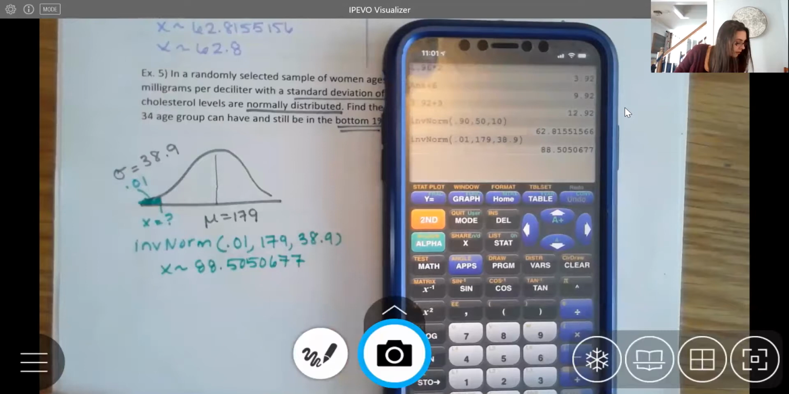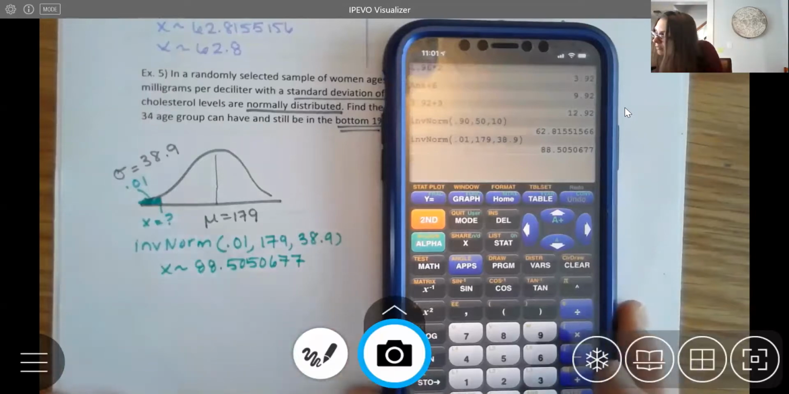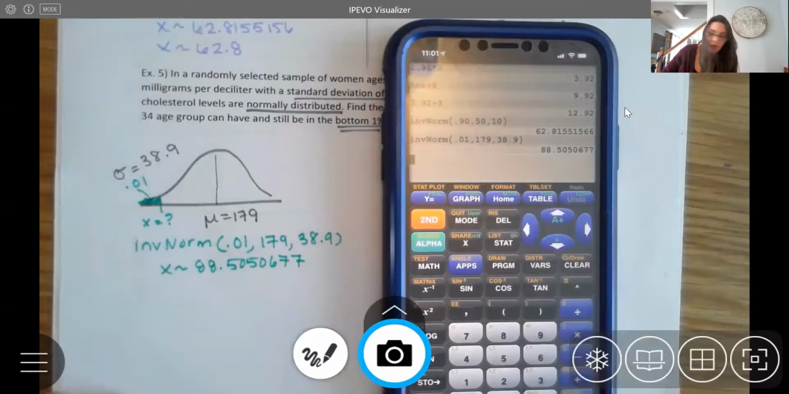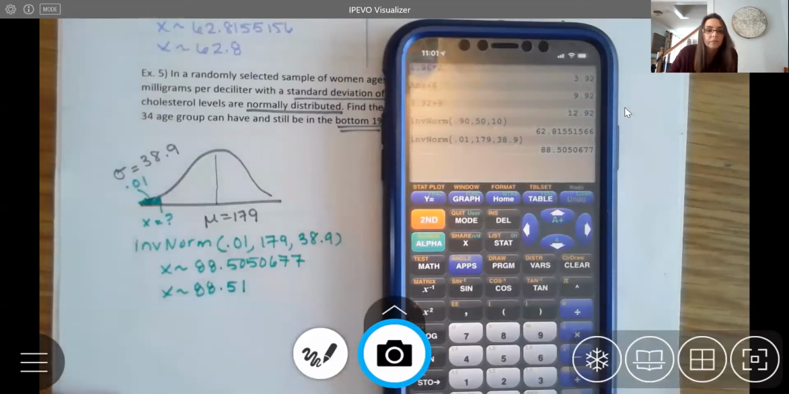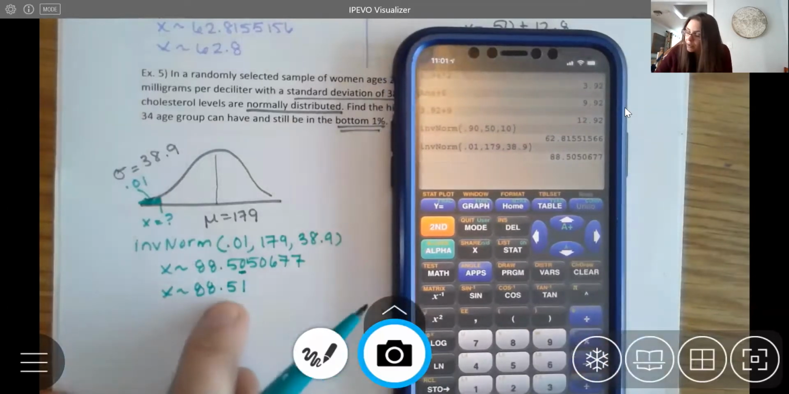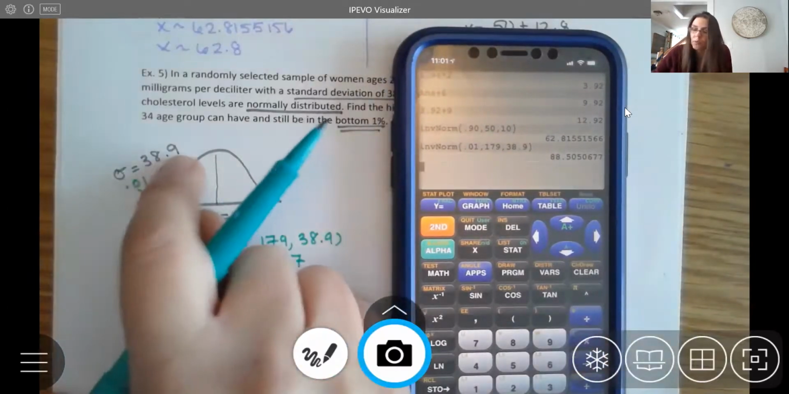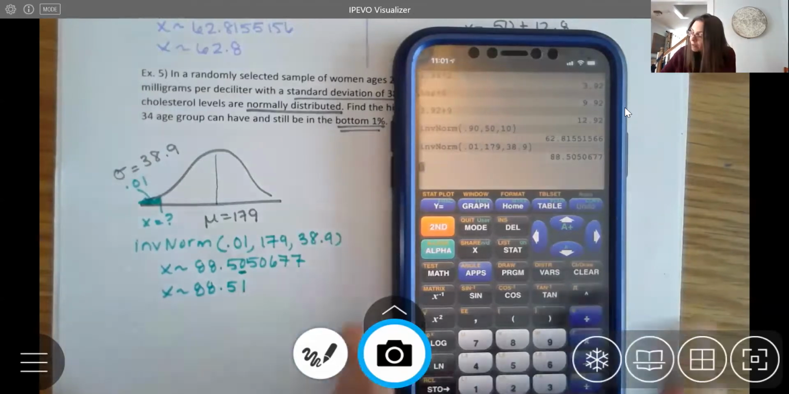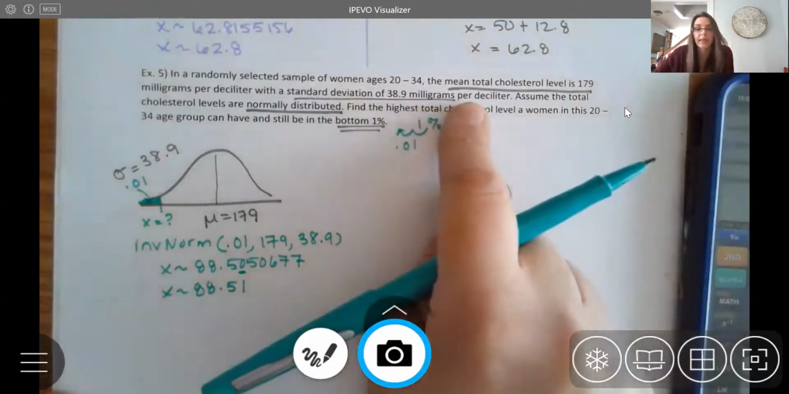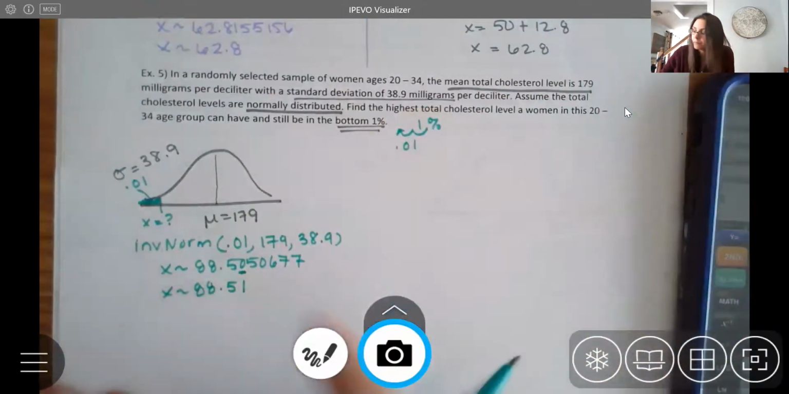Let's see here. Make sure I typed in everything right: 179 and 38.9. It looks like they're rounding to 2 decimal places, so we'll use 88.51, just rounding to the second decimal place here. The reason they're probably rounding to 2 decimal places is because your standard deviation is in 1 decimal place, so you usually use 1 extra. So that's likely why they're using 2 decimal places instead. So we're looking at about 88.51 milligrams per deciliter for our cutoff value.